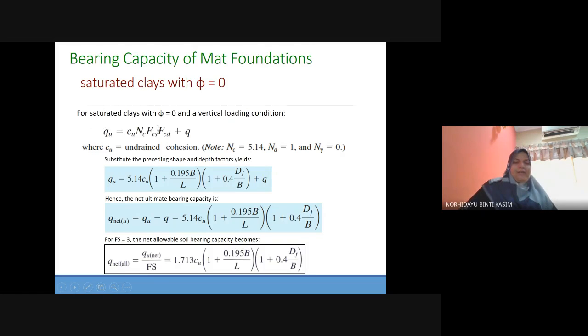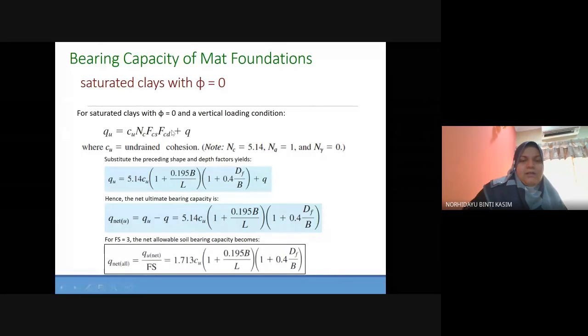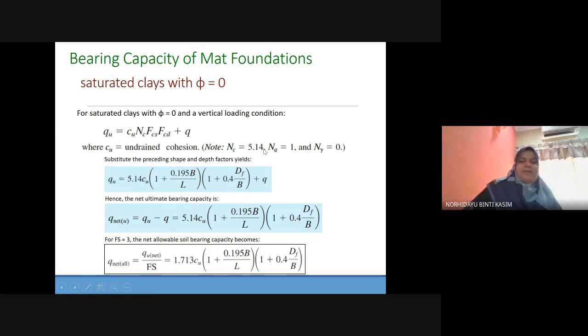For saturated clay, remember that the friction angle equals 0. Don't ask me again: if the type of soil is clay or saturated clay, normally the friction angle is 0. Under vertical loading conditions, qu is equal to this equation. cu is the undrained cohesion, and Nc, Nq and N gamma are these values.